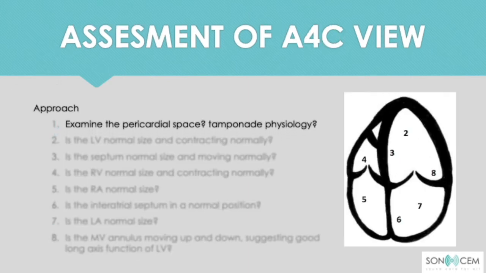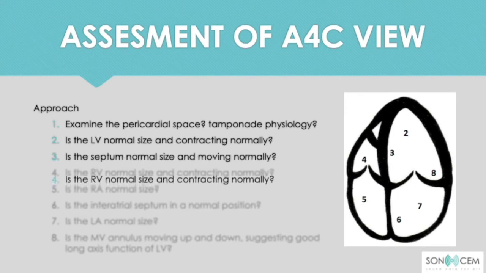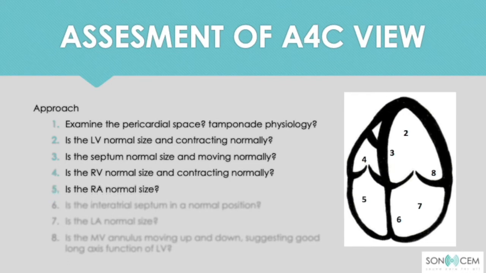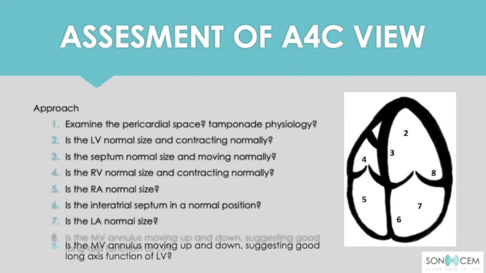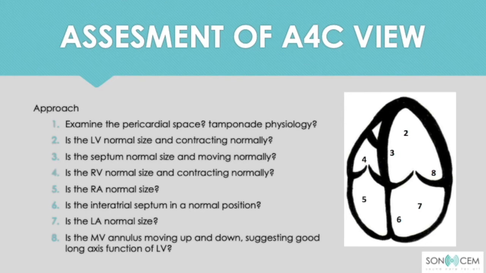Apical four chamber, you can go structure by structure as well. Examine the pericardial space, is it in tamponade physiology? Is the LV normal size and contracting normally? Is the septum normal size and moving normally? Is the RV normal size and contracting normally? Is the RA normal size? Is the interatrial septum in a normal position? Is the LA normal size? Is the MV annulus moving up and down, suggesting good long axis function of LV?